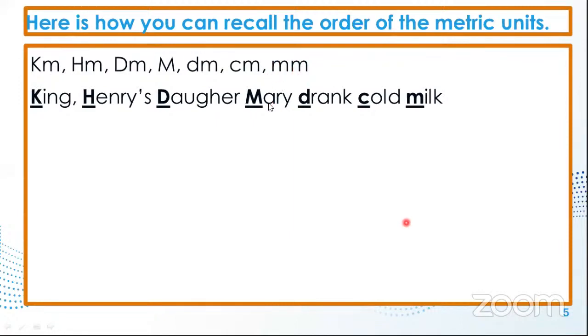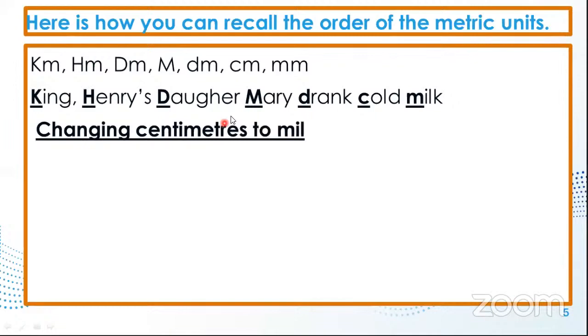Now, what we are going to look at is to change from centimeters to millimeters. Look at where centimeter is. Centimeter is on the left, so it means centimeter is bigger than millimeters. So when we are changing from a bigger unit to a smaller unit, we are supposed to multiply by the conversion rate.